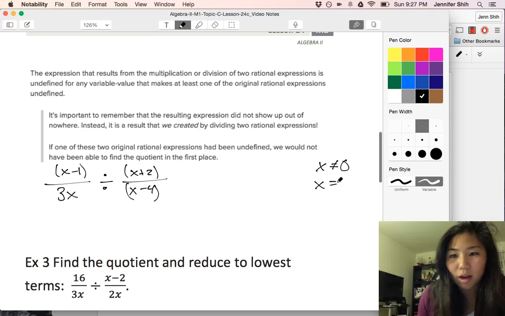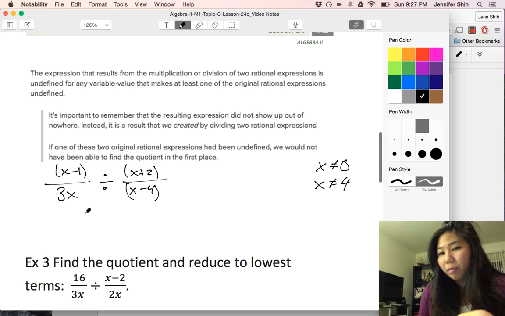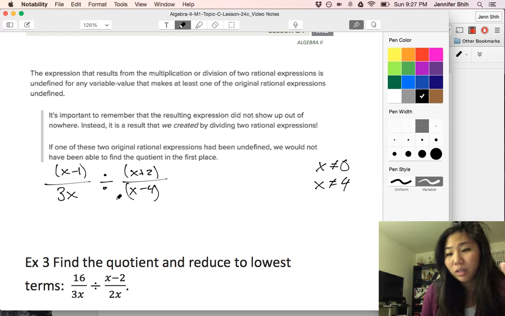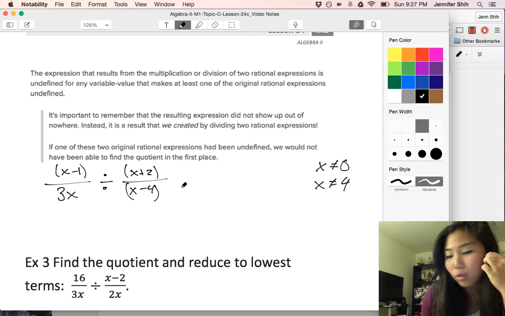And you would say, well, x cannot equal 4, because then the denominator would be 0, and then we wouldn't be able to divide, it would be an undefined value. So now what we do here is once we go through our problem and we finish, we take our result, we take our quotient, and then we also have to evaluate the quotient and ask ourselves what value would make the quotient undefined, and then we have to exclude that value as well.